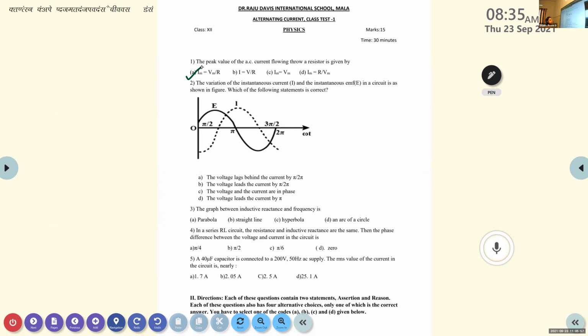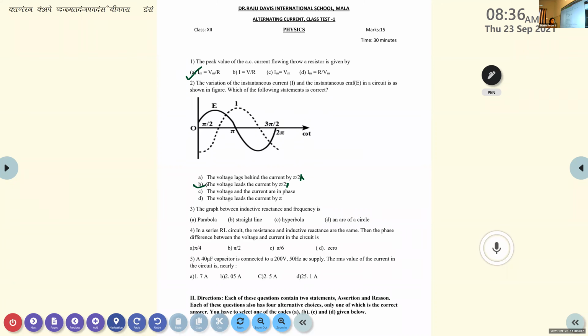The second question, the variation of instantaneous current and instantaneous EMF in a circuit is shown in the figure. Which of the following statements is correct? The voltage lags behind the current by pi by 2. The voltage leads the current by pi by 2. The voltage and current are in phase. The voltage leads the current by pi. Which is the correct statement? Here, voltage leads the current by pi by 2. Leads or lags? Leads. Okay, very good. The voltage leads the current by pi by 2.